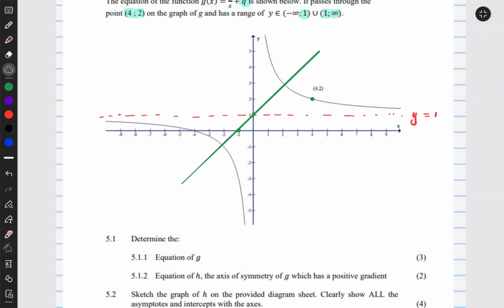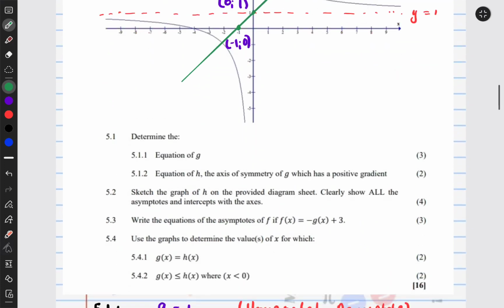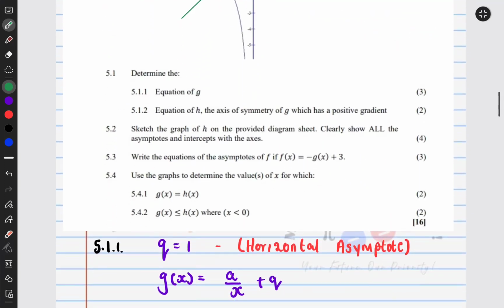That would be the function of h. We are asked to clearly show the intercepts. We're going to have (0, 1), and then the one here is (-1, 0). This is the function of h. We can just say h at x is equal to x plus 1. Okay, and there you have it.